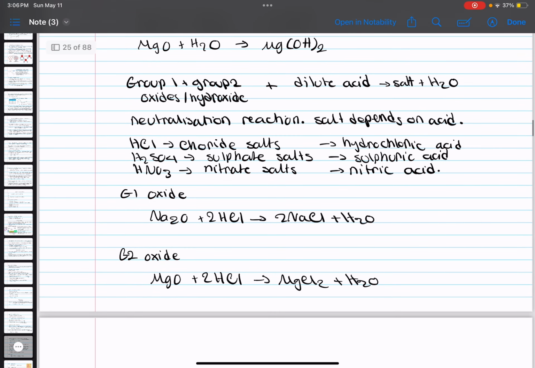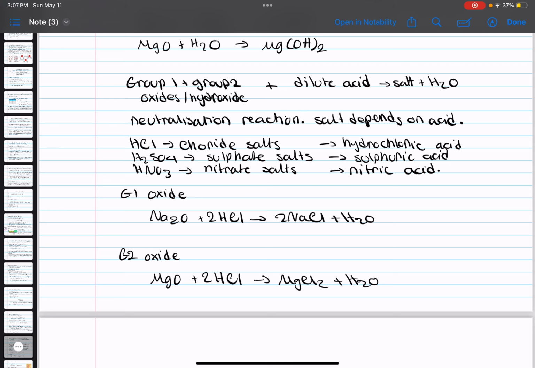And then group 1 and 2 oxides or hydroxides plus dilute acid are always going to give you a salt and water. So it's a neutralization reaction, meaning an acid and a base form water, and then the salt depends on the acid. Okay, so we have chloride, sulfate, and nitrate salts. The chloride salt is made from HCl, sulfate salt is made from sulfuric acid, H2SO4, and nitrate salt is made from nitric acid, HNO3.